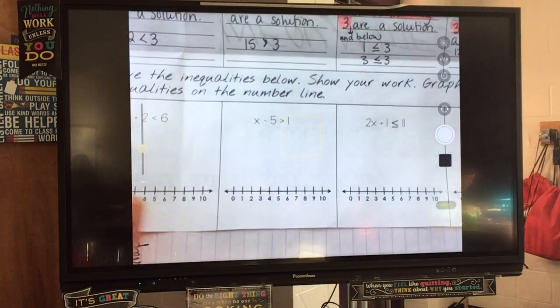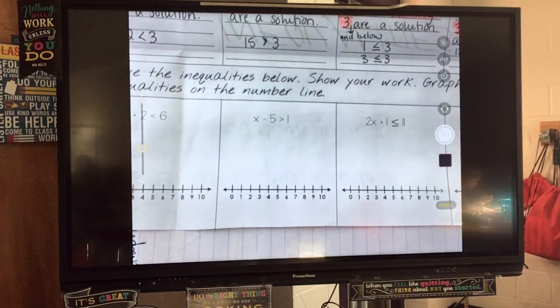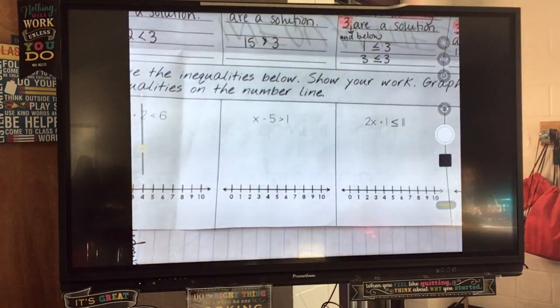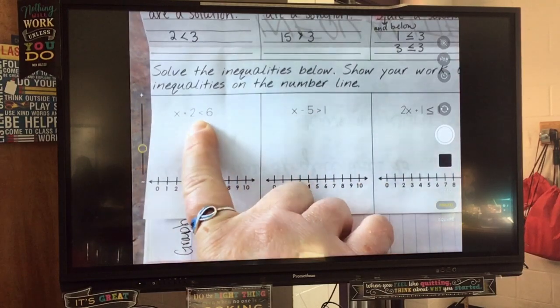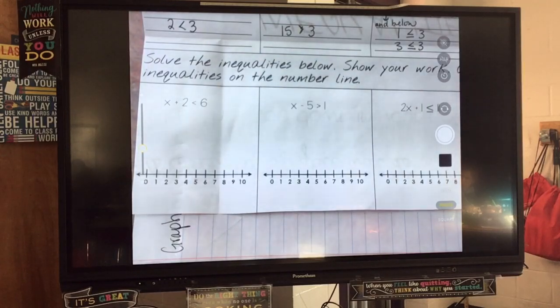All right, so when you solve inequalities, it's very much like solving equations. So you have to do the opposite of the operation that is up here, and you have to do it to both sides. So think of the inequality symbol as an equal sign, okay? And if you can think of it that way, then it should be, like I said, just like solving equations.